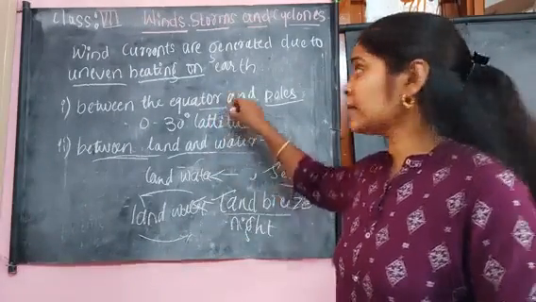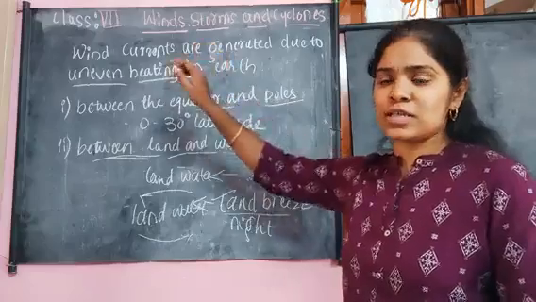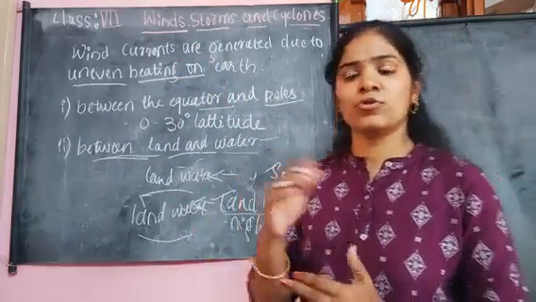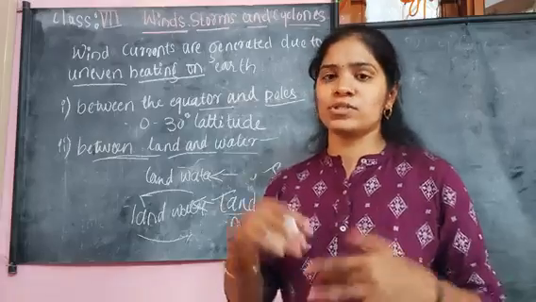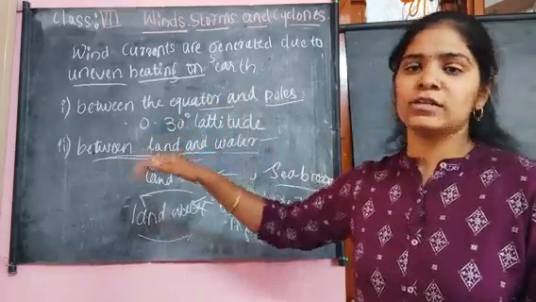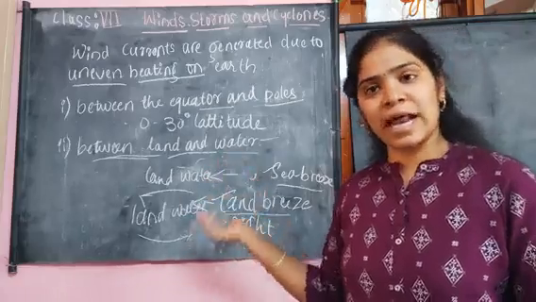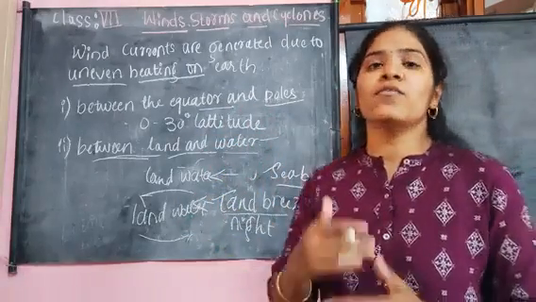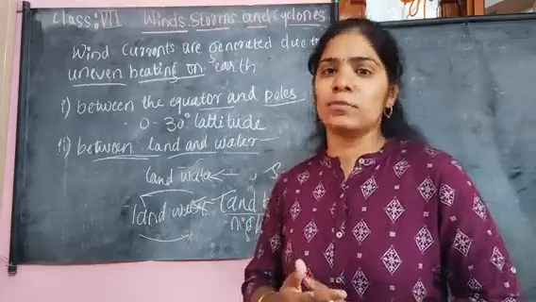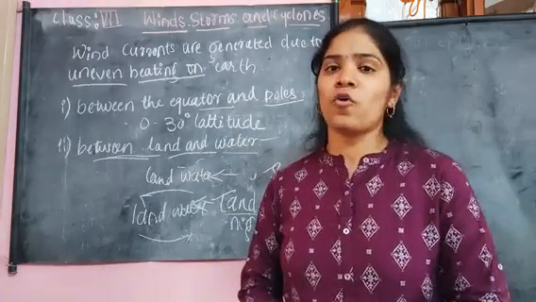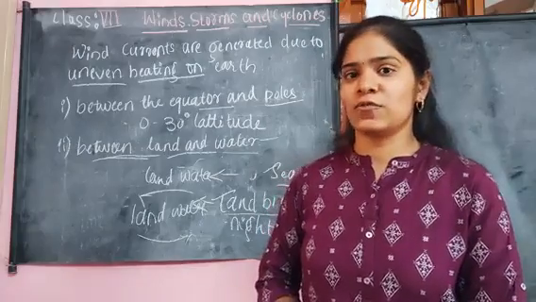Okay, is that clear? Wind currents are nothing but the blowing of the winds from the equatorial region to the poles, or the poles to the equator, and from the land to water and water to land. That is the sea breeze and the land breeze. So all this is caused because of the variation of temperature on the earth surface. That is what causes the winds to form on the earth surface.